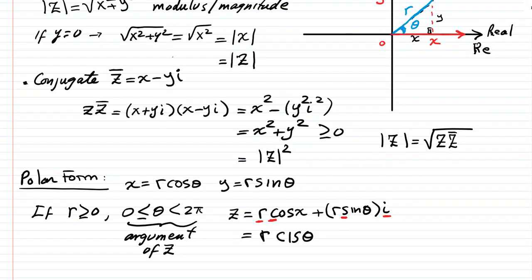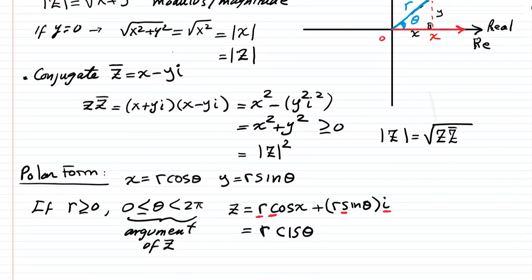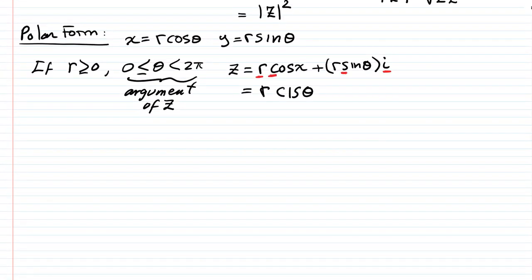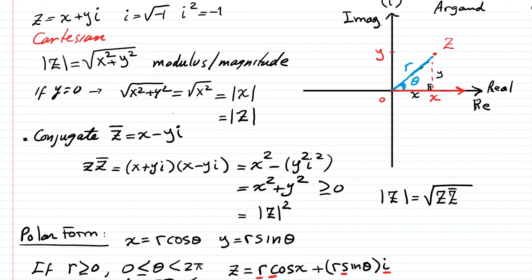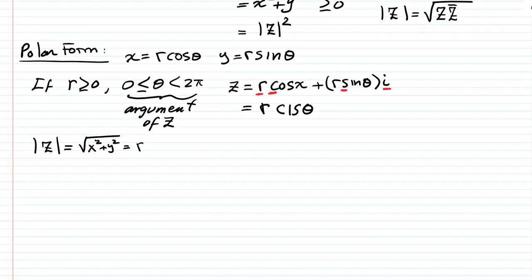But remember, we're talking about the Argand plane. That means you have real and imaginary axes here. And as before, the modulus of that complex number is the square root of x squared plus y squared, and that is now r. Notice r is the same thing as the modulus of the complex number.